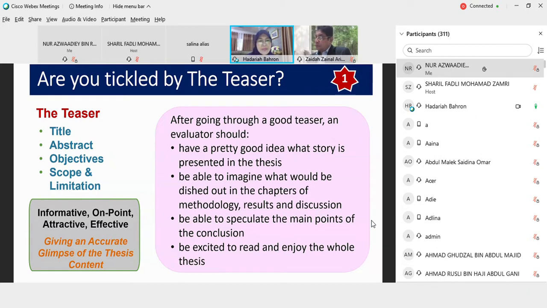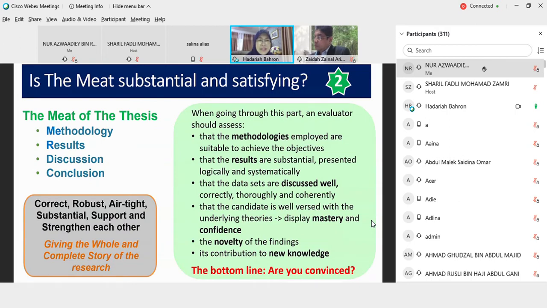So next, I'm going to talk about the meat of the thesis, which is the methodology, the results, discussion, and the conclusion. The meat of the thesis must be correct, must be robust, airtight, substantial. They must support and strengthen each other. It gives the whole and complete story of the research. So this is a very, very important part of your thesis.